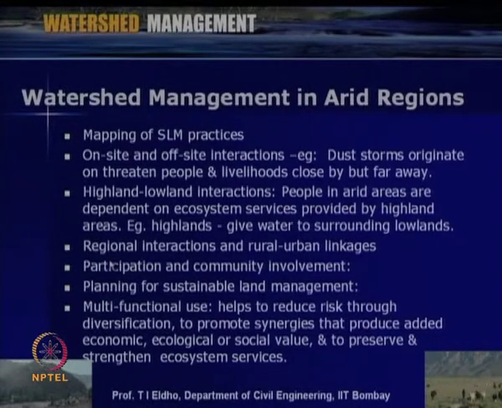The next thing is that there can be regional interactions and rural-urban linkages. Agricultural products made in rural areas will be transported to the urban areas, and from urban areas many consumable things will be transported to the rural areas. And then participation and community involvement. As we discussed earlier, in an integrated watershed management plan, people's participation and community involvement are very important, so that we can look for sustainable watershed management or sustainable land management.